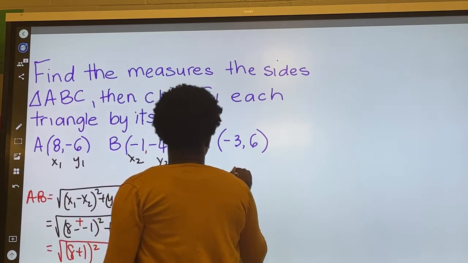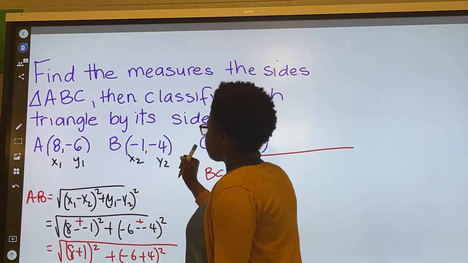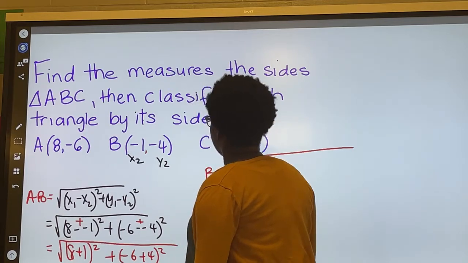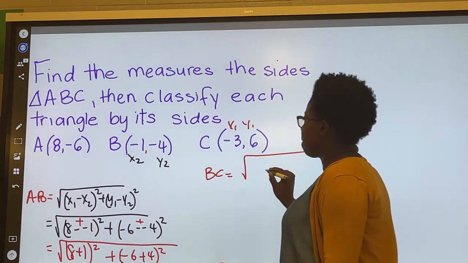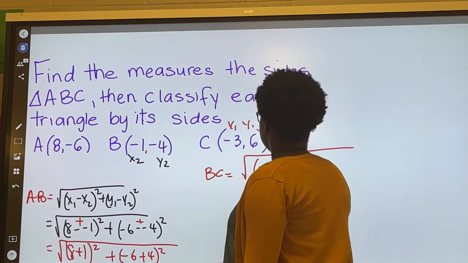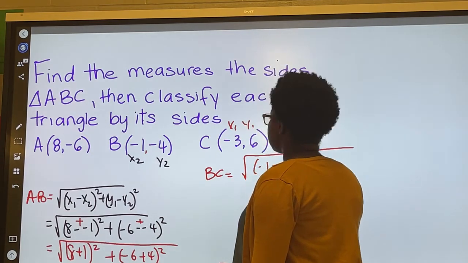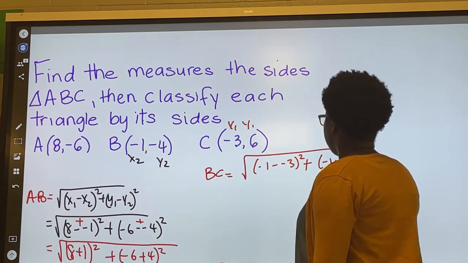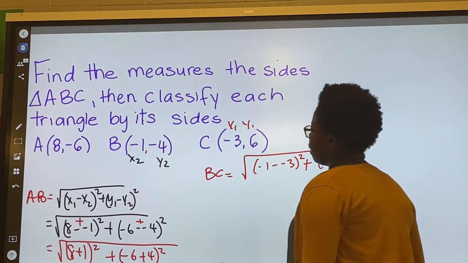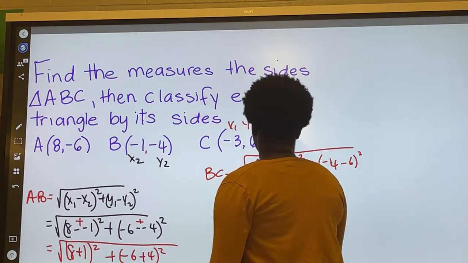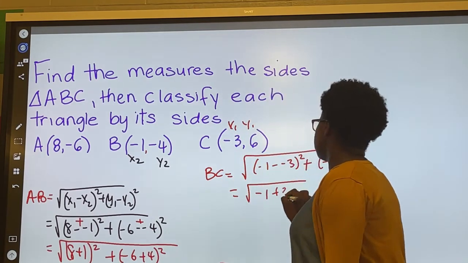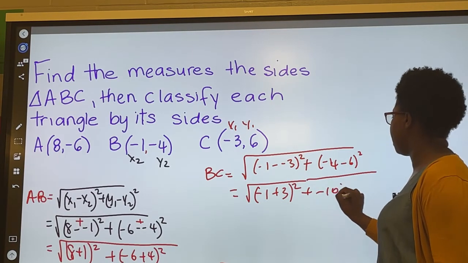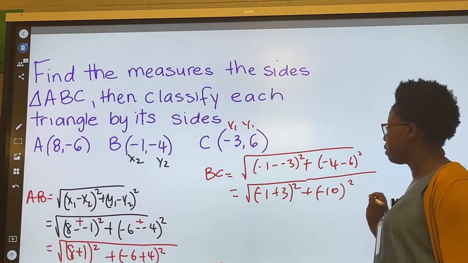So BC, let's do the same thing. I'm going to erase that one. I'm going to label this one x1, y1. Alright, so let's go. Negative 1 minus 3 all squared plus negative 4 minus 6 all squared. Negative 1 plus 3 all squared plus negative 10 all squared.